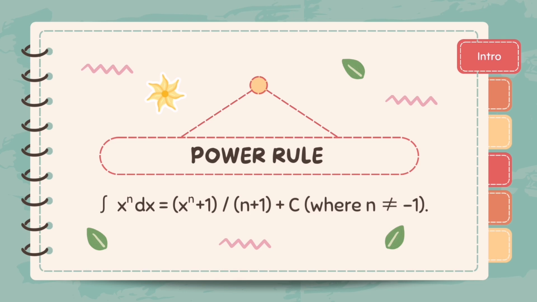To apply the power rule of integration, the exponent of x can be any number, positive, 0, or negative, just other than negative 1. Now, let us learn how to derive and apply the power rule of integration along with many more examples.